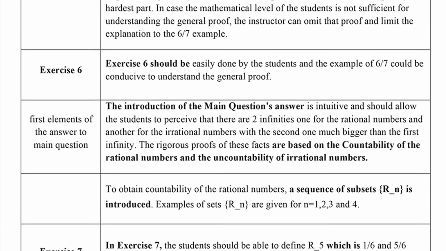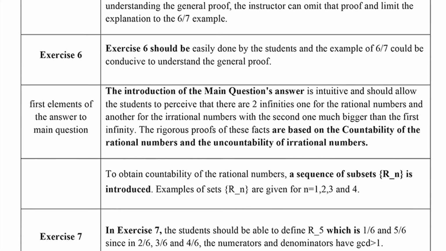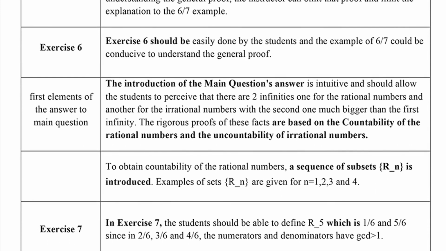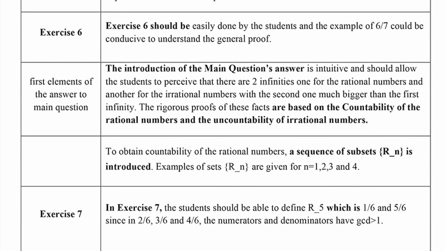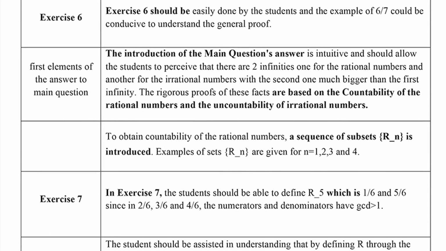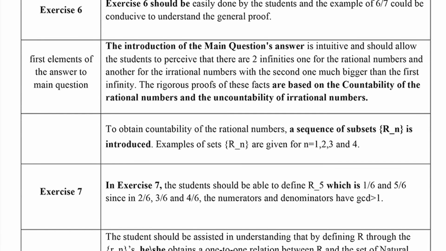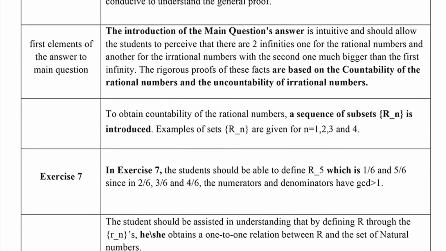The rigorous proofs of these facts are based on the countability of the rational numbers and the uncountability of irrational numbers. To obtain countability of the rational numbers, a sequence of subsets Rn is introduced. Examples of sets Rn are given for n equal 1, 2, 3, and 4.